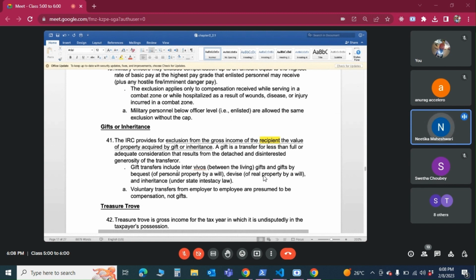What is estate tax? What is gift tax? When is it applicable? But what they're trying to say is, do not include that income in the gross income of the recipient, if the property is acquired by gift or inheritance.